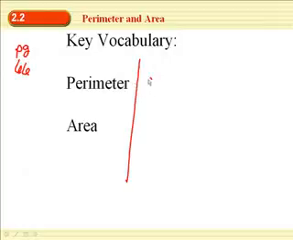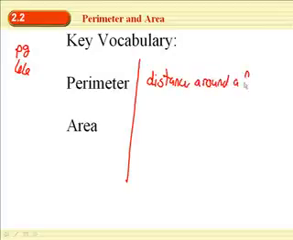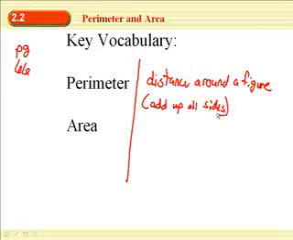So perimeter is the distance around a figure. Okay, and another way to remember it is you just add up all the sides. That's one way to do it. And there's other little formulas I'll show you. Area is if you want to cover a figure.